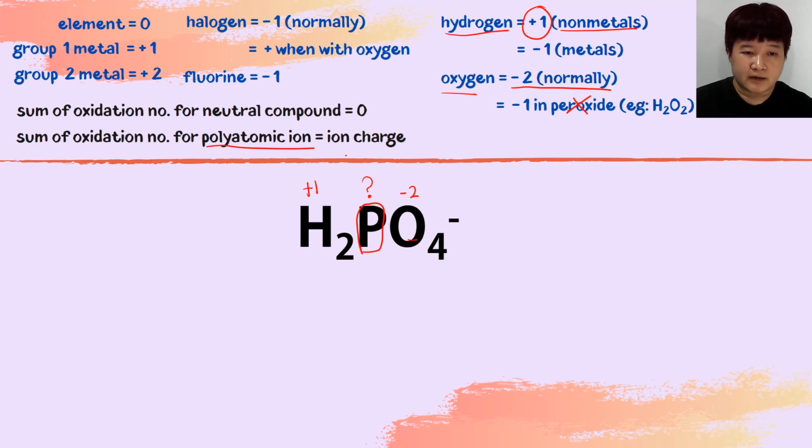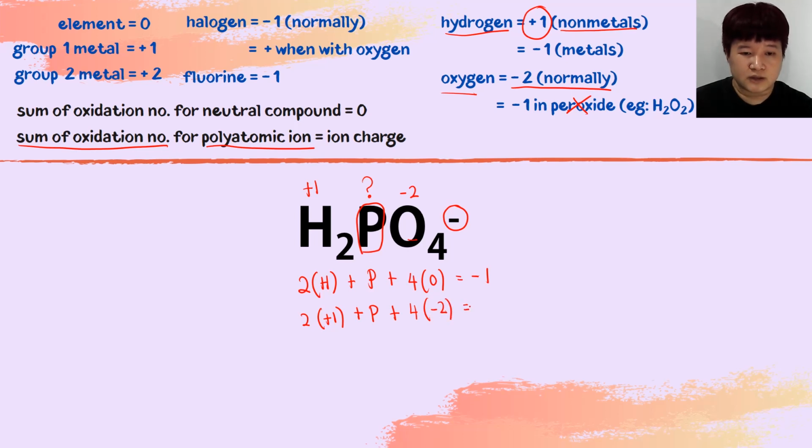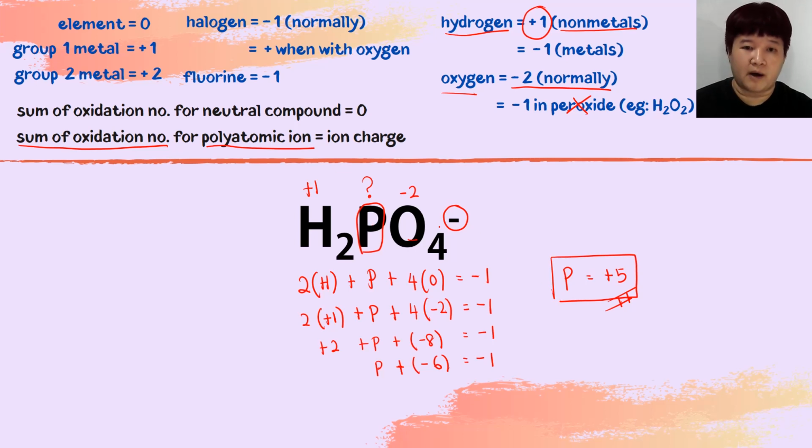And it's a polyatomic ion, therefore the ion charge will equal the total of the oxidation number. So we have 2 hydrogen plus 1 phosphorus plus 4 oxygen equals negative 1. So your hydrogen over here is positive 1 as agreed before. Phosphorus, we are looking for it. Oxygen is negative 2. Total must equal the charge negative 1. And therefore, your phosphorus will be plus 5. Your oxidation number of phosphorus over here will be positive 5 in this compound.